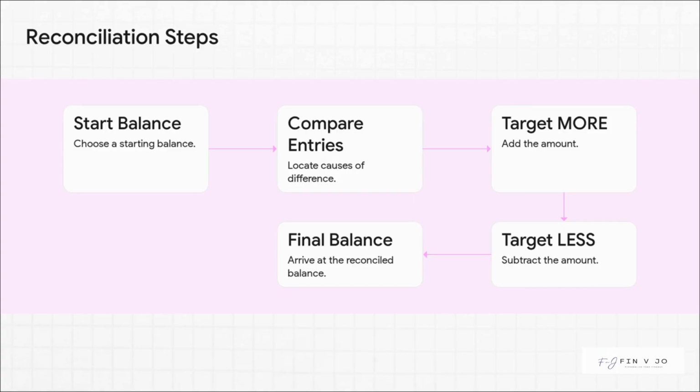Steps 3 and 4, you adjust your starting balance. You just ask yourself, did this specific difference make my target book higher or lower? If it made the target book higher, you add the amount. If it made the target book lower, you subtract it. Step 5. After adding and subtracting all those little clues, you will magically arrive at the exact balance of the target book. Boom! Case closed.